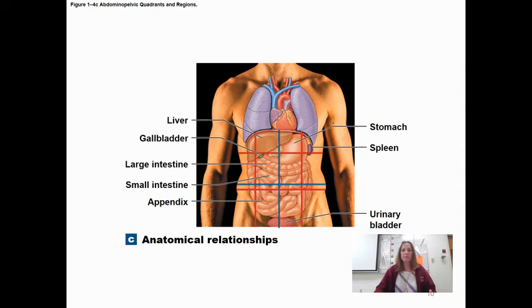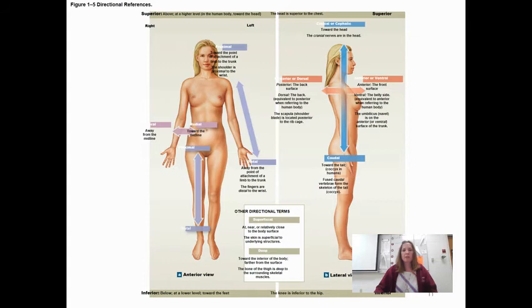Okay, so we're going to look at the lateral view here. In the lateral view, there are some directional terms and they often come in pairs. So if I start here, this is going to be anterior, which is also ventral. That's my belly side. And then my back is going to be posterior, and my dorsal side.